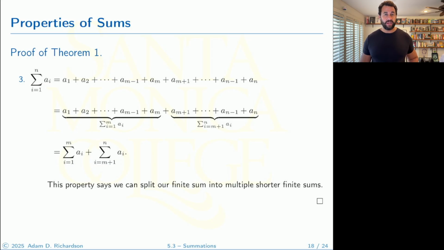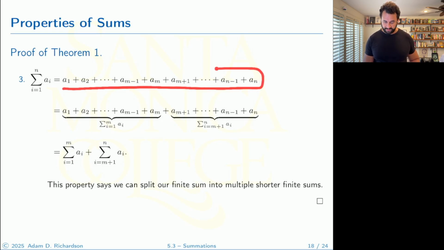So here you'll really be able to see where that chop, where that split occurs, right? So here we have a sum of a sub i from i equals 1 to n. We're going to write it out in expanded form. I'm going to put the index m somewhere in there. It really doesn't matter where it is, but it's in there somewhere. And that's why you'll notice these indices are going 1, 2, dot dot dot, m minus 1, m, m plus 1, dot dot dot, n minus 1, n. And remember here, m can be any number that is less than n.